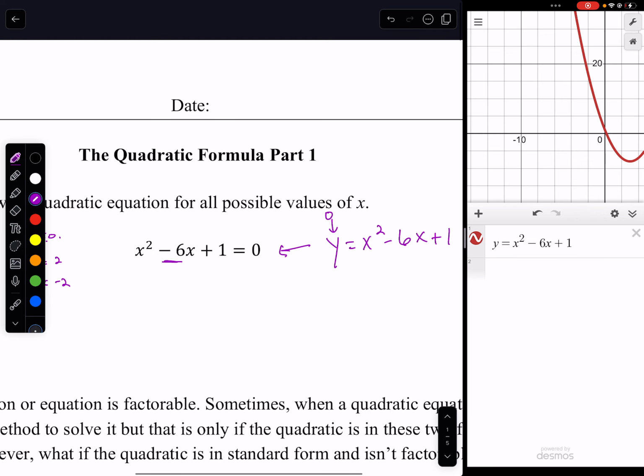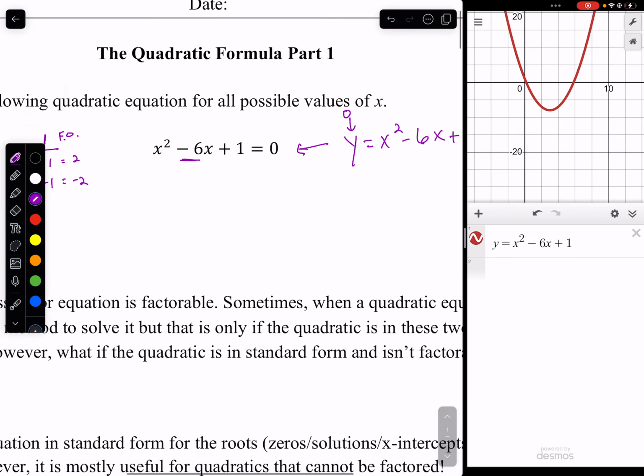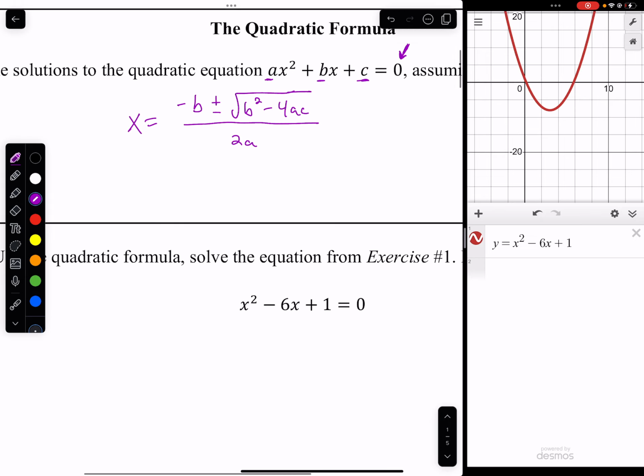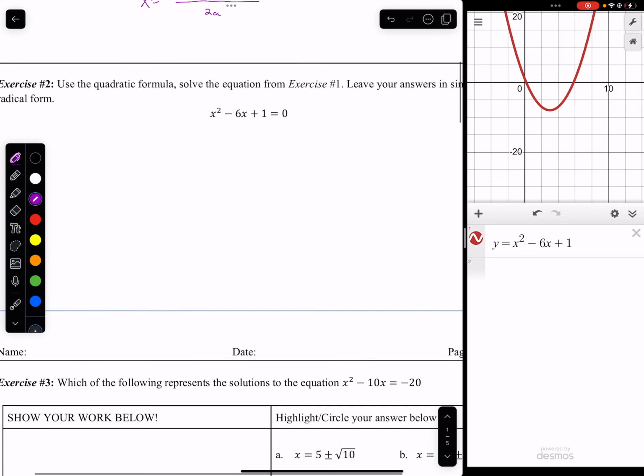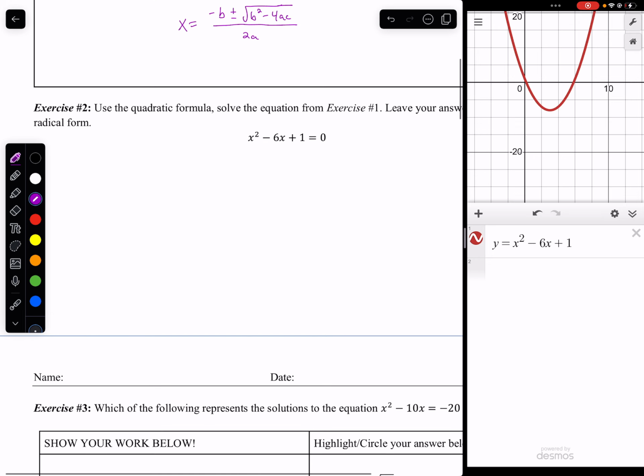Yeah, let me just make sure. Okay. So let's go ahead and use our formula here to come up with those decimals. So using the quadratic formula, solve the equation from exercise 1. So here's the same one.